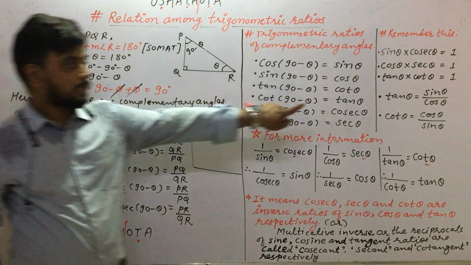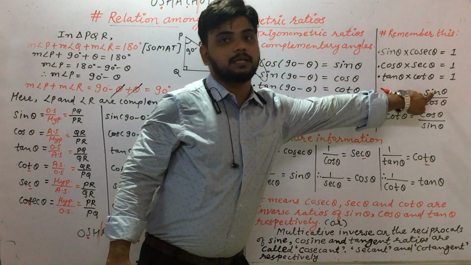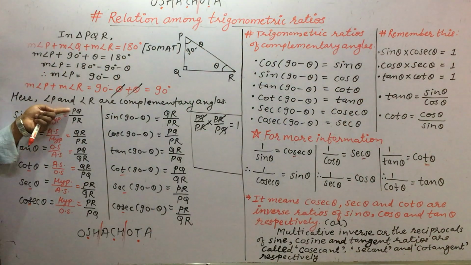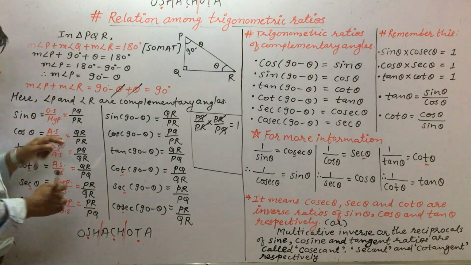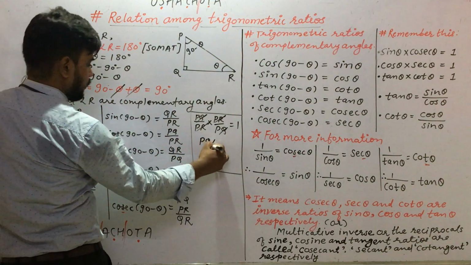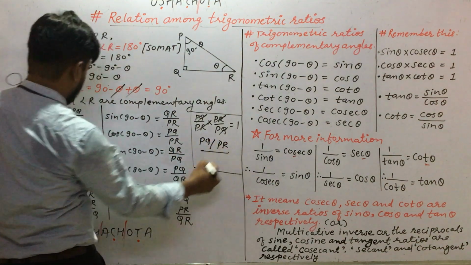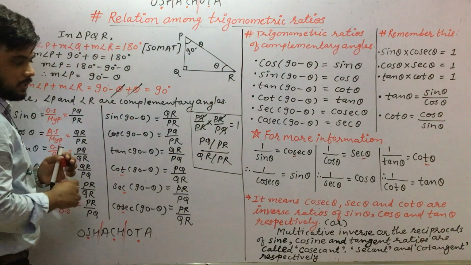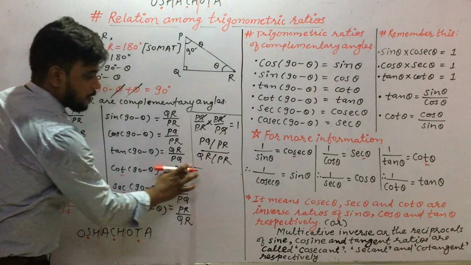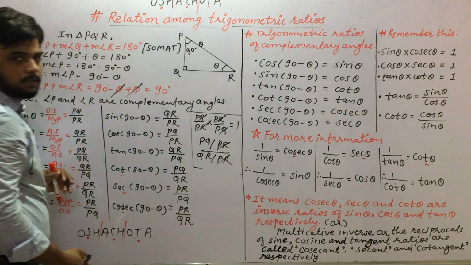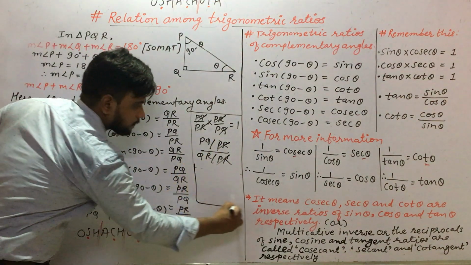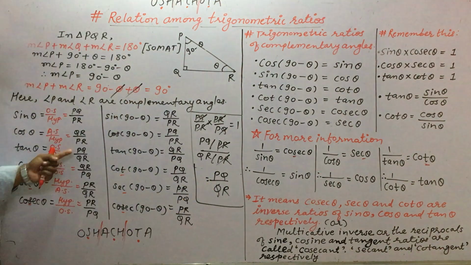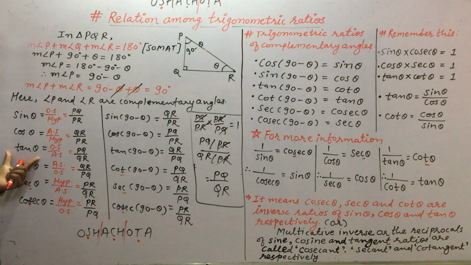Right? Now sine theta upon cos theta is equal to tan theta. Now let's divide this sine theta upon cos theta. What is that? PQ upon PR upon QR upon PR. Now see, this PR will get cancelled, and what is remaining? PQ upon QR. What's that? PQ upon QR is nothing but tan theta.